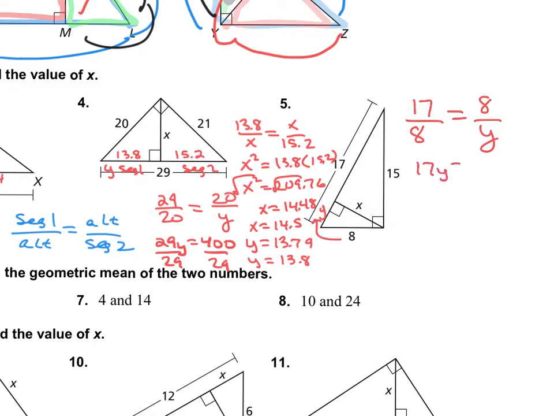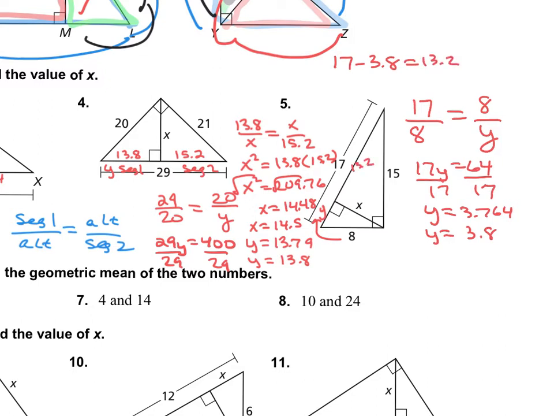So 17y equals 64. Divide by 17. And that little piece equals 3.764. I'm going to round it to 3.8. So now to find this little piece here, I need to do 17 minus 3.8. And I get 13.2. So this little piece is 13.2. This one is the 3.8.